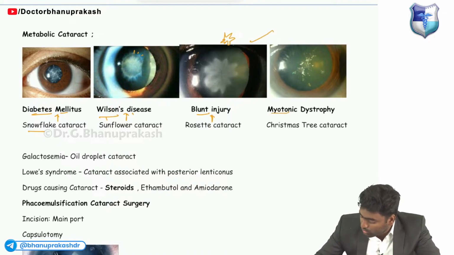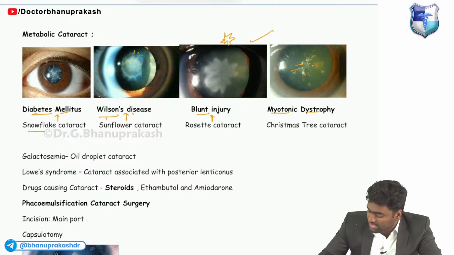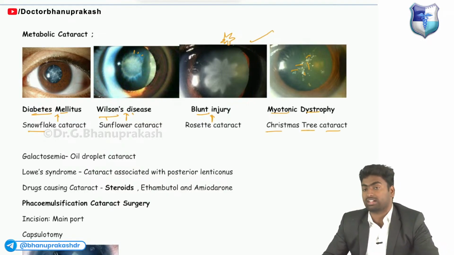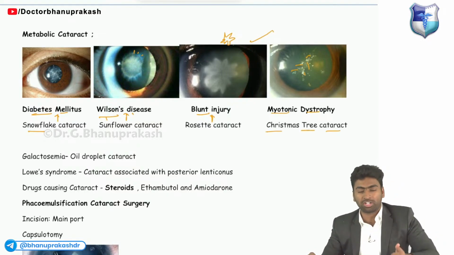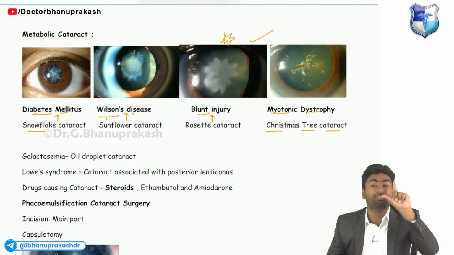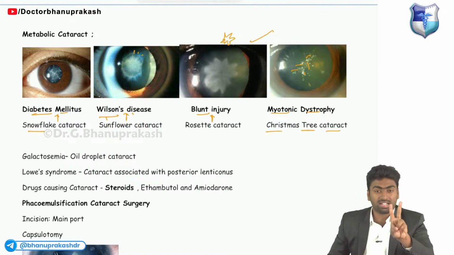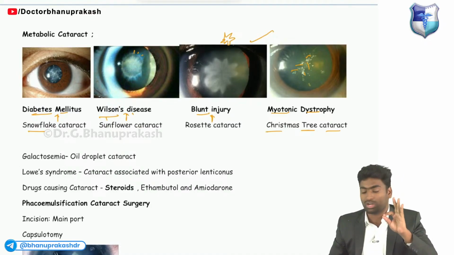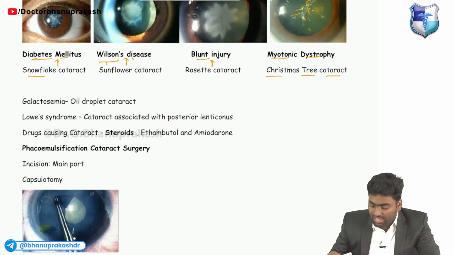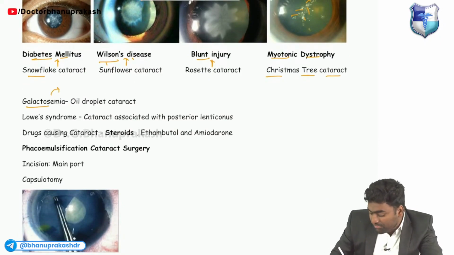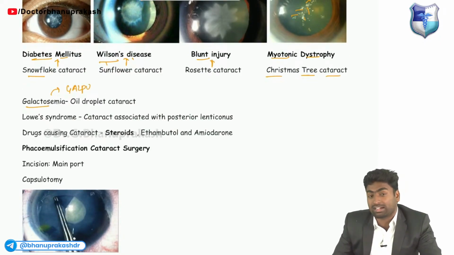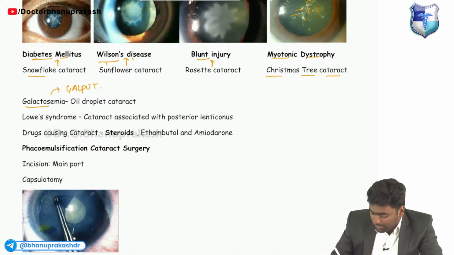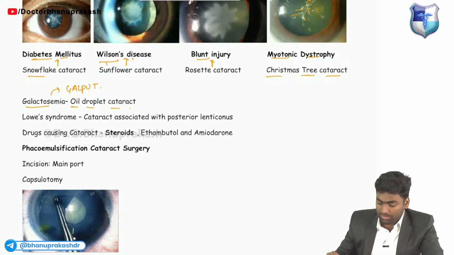And next, in a case of myotonic dystrophy, you will see this type of Christmas tree cataract. You will see Christmas tree cataract in a case of myotonic dystrophy, snowflake cataract in a case of diabetes mellitus, sunflower cataract in Wilson's disease, and rosette cataract in a case of blunt trauma to the eye. Okay? Then in a case of galactosemia, we know the deficiency is galactose-1-phosphate uridyl transferase deficiency, and this leads to oil drop cataract. Oil drop cataract, remember, fine.